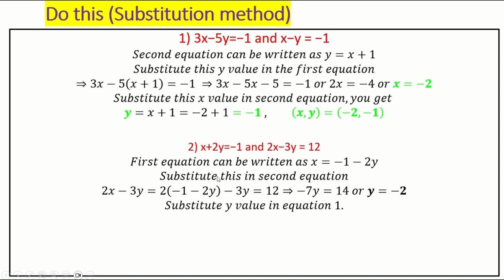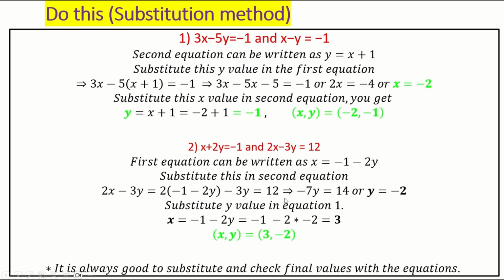You substitute that in any of the equations. Basically, in this one, substituted in the first equation, y equal to minus 2. What you will get is x equal to 3. So x comma y is 3 comma minus 2. Okay. So this is the template for solving these kind of problems.